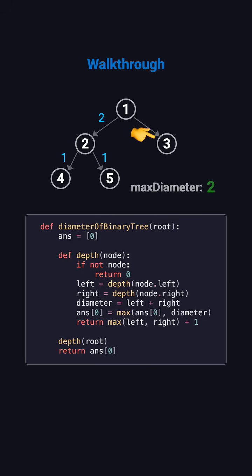Node 3 has no children, so it returns depth 1. Back at root 1, left depth is 2 and right depth is 1, so candidate is 3. Update global max to 3. Traversal ends, and the final answer is 3. That is the whole method. Post-order traversal. Compute left depth plus right depth at every node, and track the largest value globally.